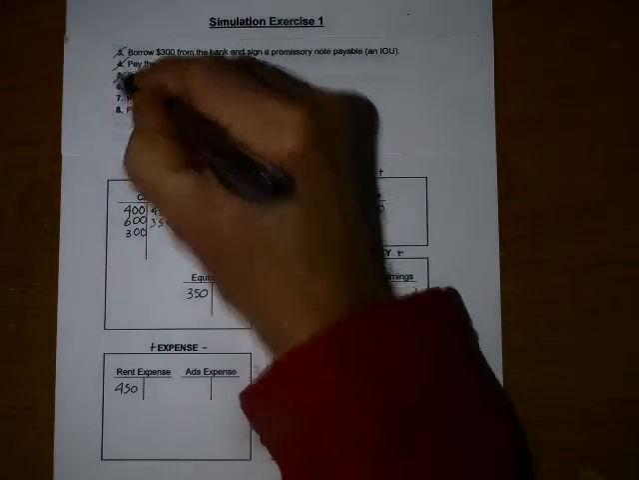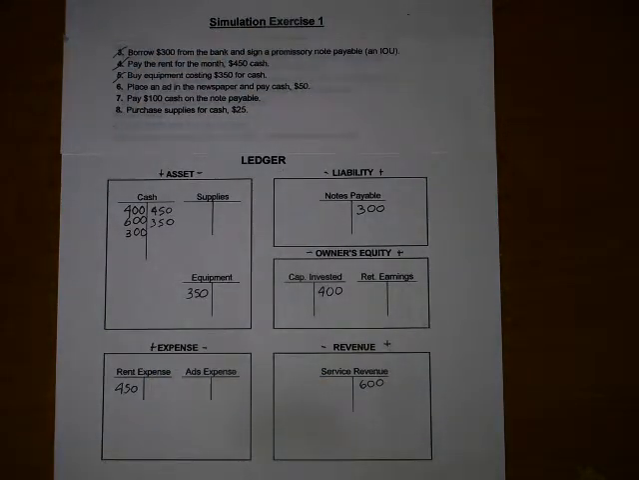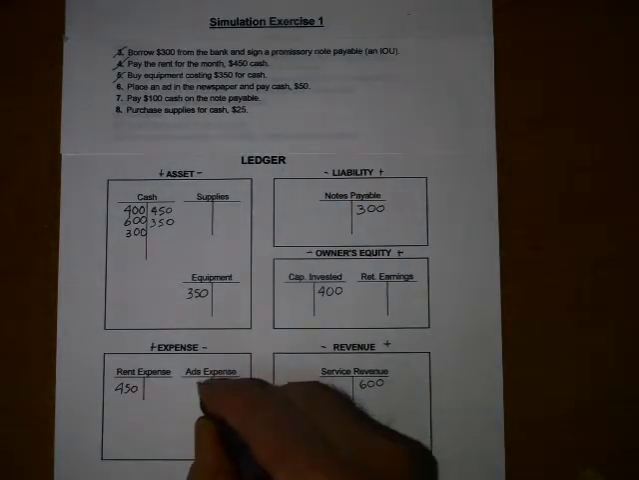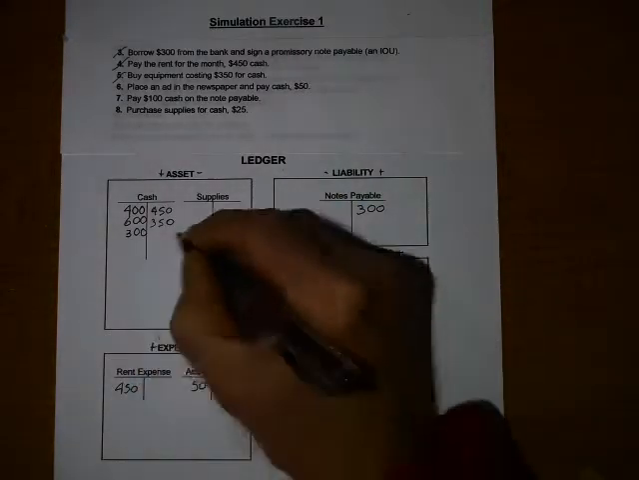We place an ad in the newspaper and pay cash, $50. All right, the two accounts involved are ad expense and cash. And they're both increasing. Remember, when you pay, cash is decreasing, but when you pay an expense, it increases. So my ad expense increases by $50, and my cash decreases by $50.